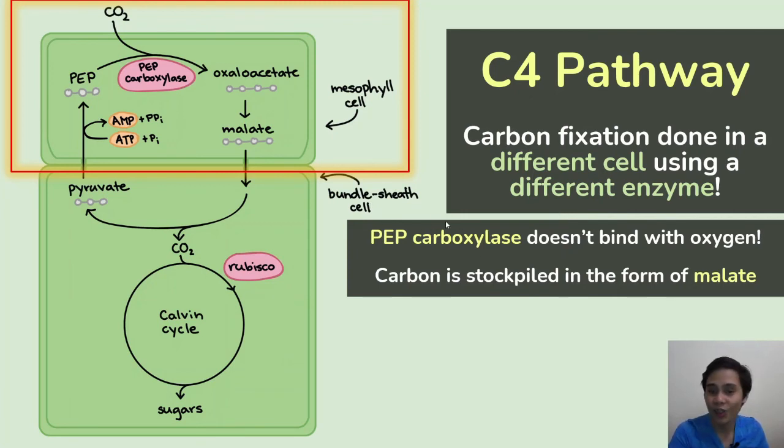PEP carboxylase, or phosphoenol pyruvate carboxylase. Again, the enzyme is named after its function. It's an enzyme that never binds with oxygen, but it can only fix carbon dioxide to phosphoenol pyruvate, a 3-carbon compound here that is not very ideal for making 3-PGA. So instead, it becomes oxaloacetate, and from oxaloacetate, it'll become malate. Now, this malate is the stockpile of carbon in your plants. So this is stockpiled in your mesophyll cells. Again, in your mesophyll cell, your PEP carboxylase just stockpiles carbon in the form of malate.